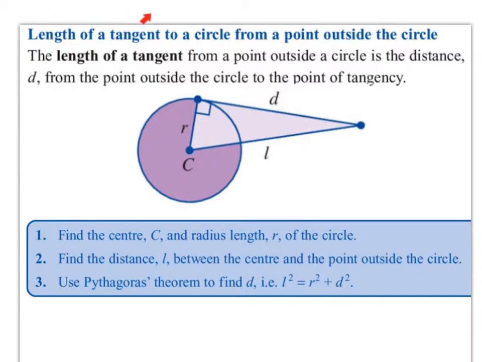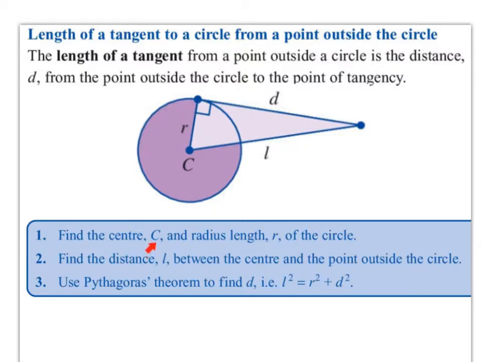Length of a tangent to a circle from a point outside the circle. The length of a tangent from a point outside a circle is the distance, d, from the point outside the circle to the point of tangency. So we start by finding the centre C, the centre point of our circle, and the radius length r, the radius length of the circle.